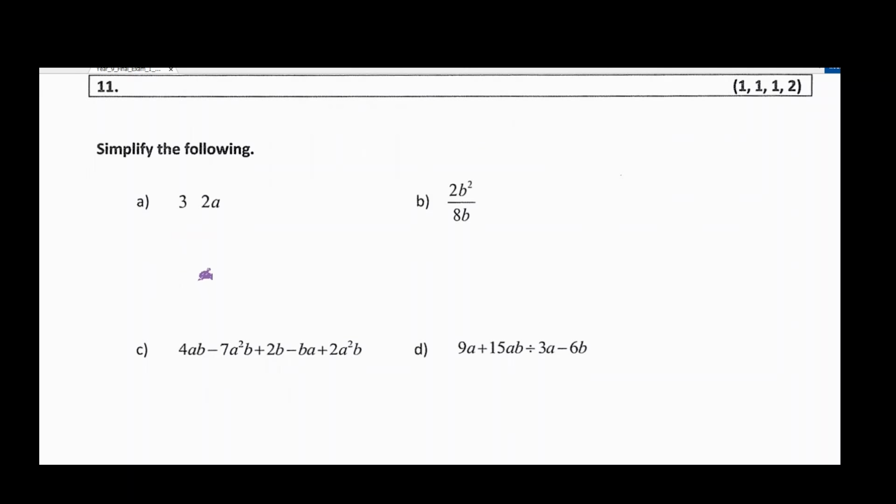Simplify the following. So we've got 3 times 2a. That gives 6a. Because 3 times 2 is 6. 2b squared over 8b. 2 divided by 8 is the same as 1 over 4. So 1 over 4. And b squared divided by b, that's just b. So 1b over 4, which is the same as b over 4.